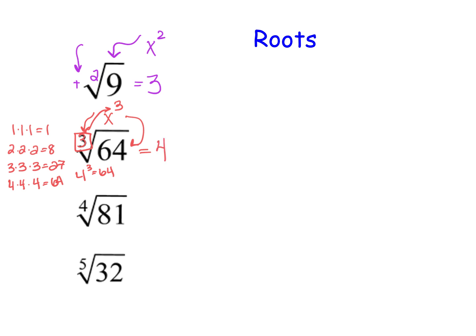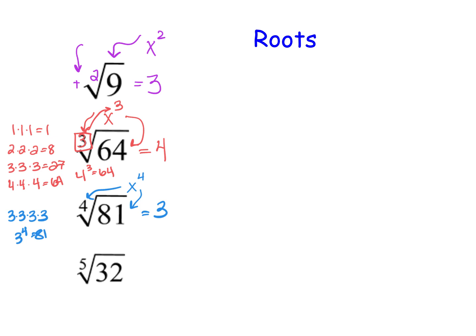Then if we head down to the 81, that one works the same way, but now we're looking for what number to the power of 4 gives us 81. If we think through the different numbers, we find that 3 times 3 times 3 times 3, notice 3 to the power of 4, is equal to 81, and as a result, the fourth root of 81 is 3.